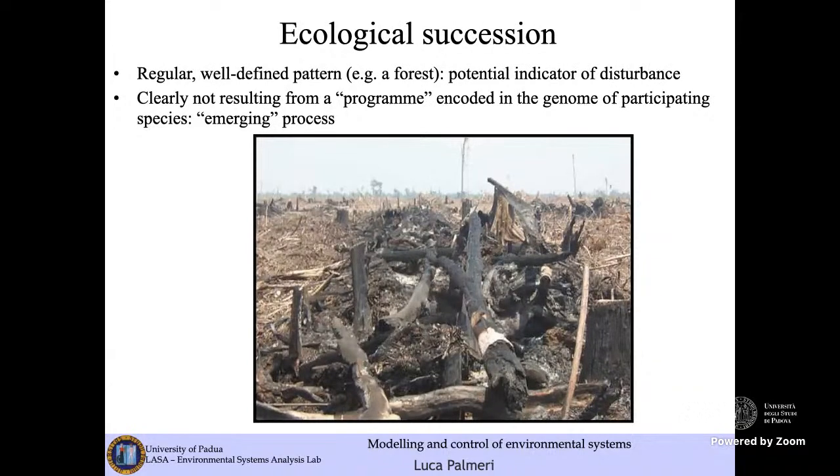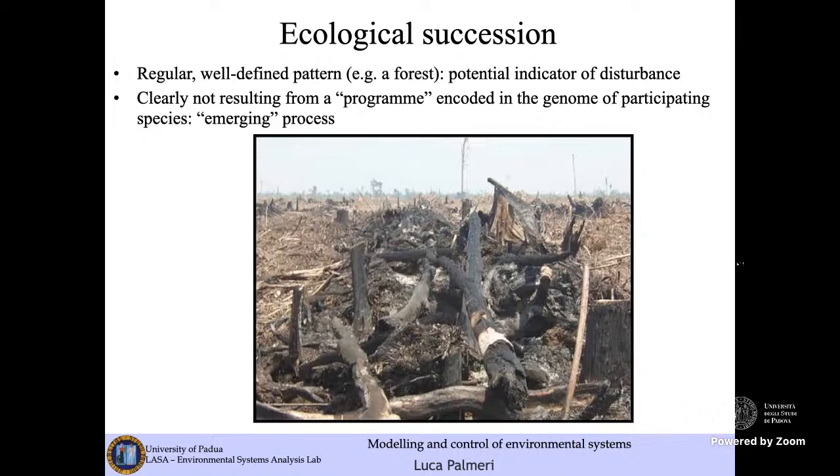This is an example of ecological succession. So we have a regular, well-defined pattern, for example in the forest case, in which we have potential indicators of disturbance. And these are clearly not resulting from a program or encoding in the genome of the participating organisms. Instead, it is an emergent process that takes into account the community, the organisms, and the totality of their interactions.